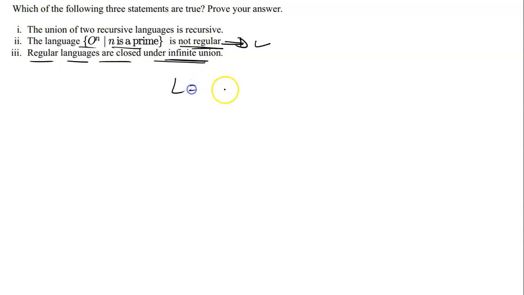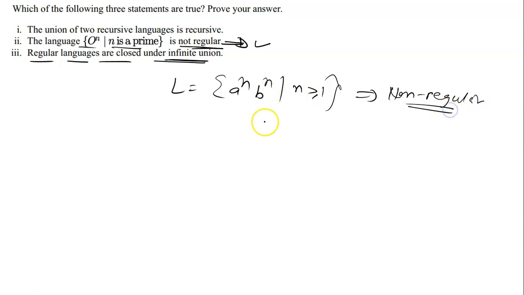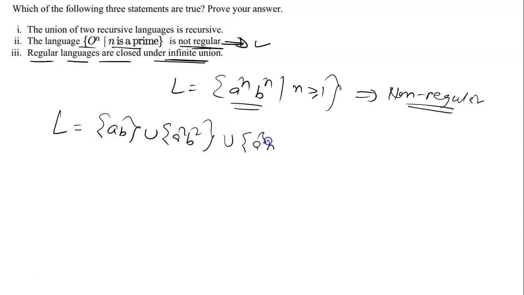For example, you can take a language L = a^n b^n, n greater than or equal to 1. You know this is a non-regular language; it is a CFL, in fact a DCFL, but it is non-regular. Now this L you can write as an infinite union of regular languages. How can you write this L? Very easily: ab union a^2 b^2 union a^3 b^3 union and so on, union a^i b^i union and so on. So you can see that L is equal to the infinite union of all these languages.